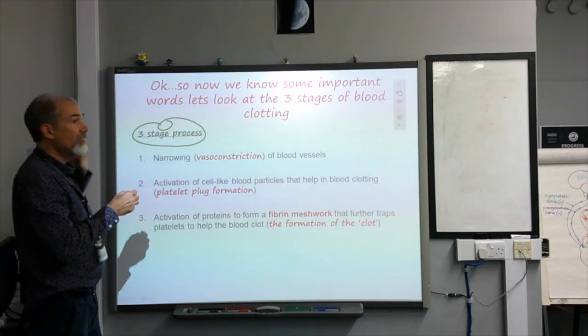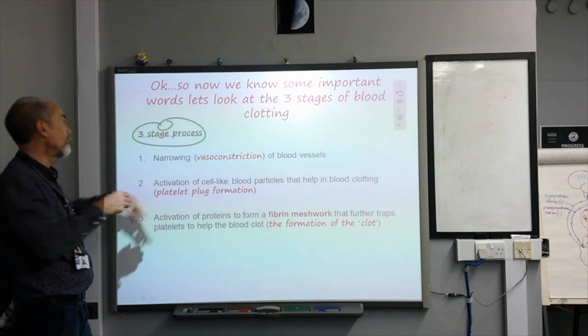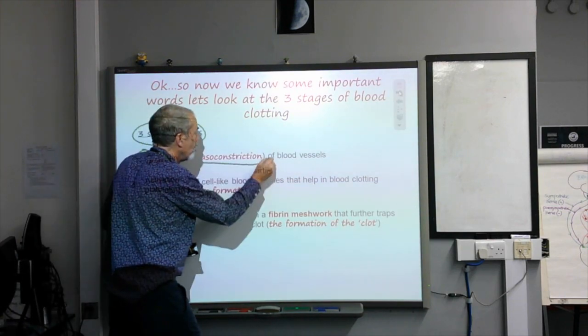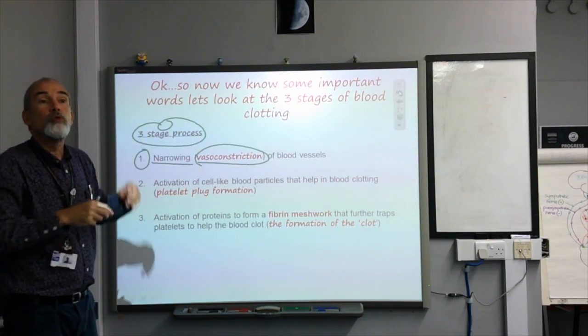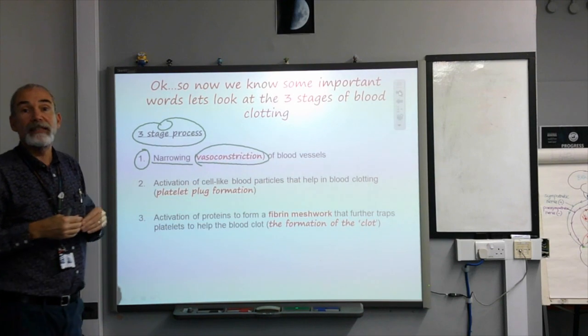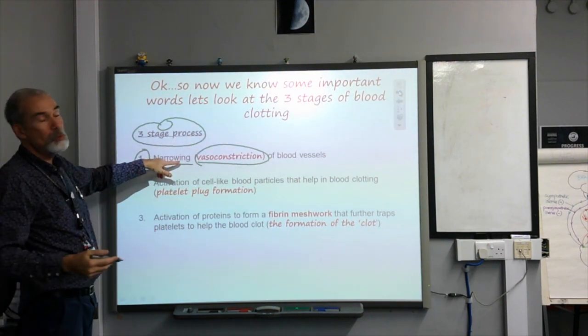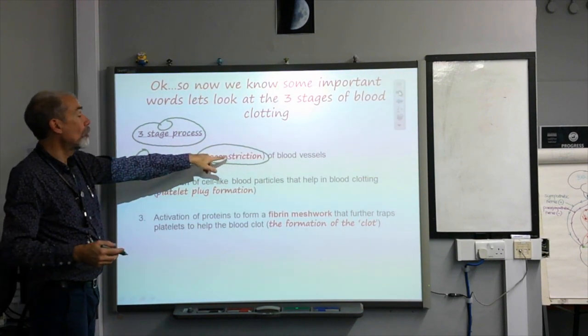Number one, as a highlight, and we're going to go into these in a little bit more depth. Number one, narrowing, also called vasoconstriction. In other words, when you get an injury to a blood vessel, the first stage of stopping all the blood from leaking out is it is going to narrow. It is going to get narrower.